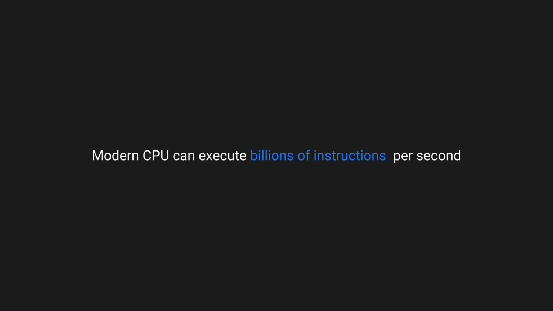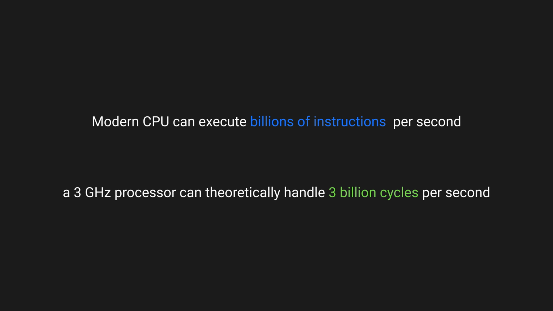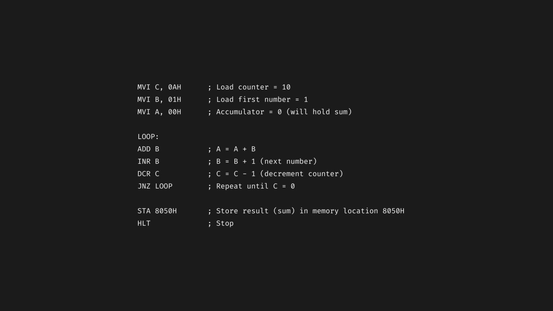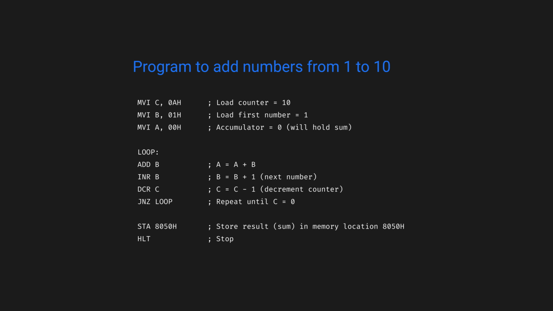A modern CPU can execute billions of instructions per second. For example, a 3 GHz processor can theoretically handle 3 billion cycles per second, with each cycle often executing one or more instructions. That's why your computer feels so fast. Now, if you create a set of these instructions to perform a specific task, it is called a program, which is stored on your disk.